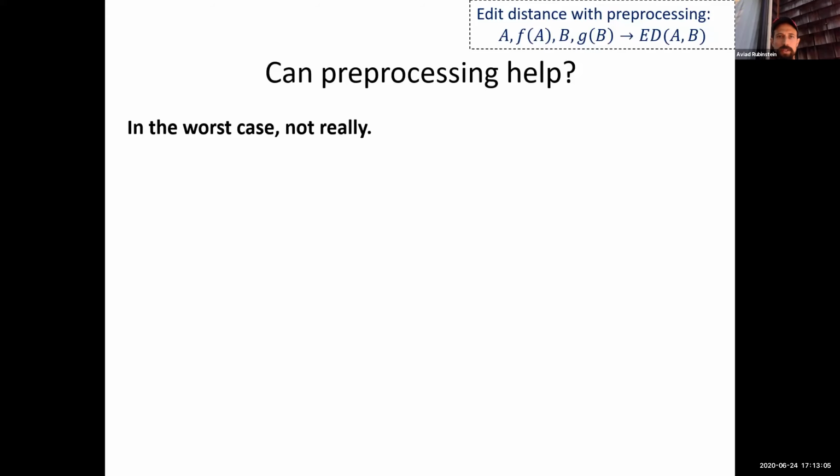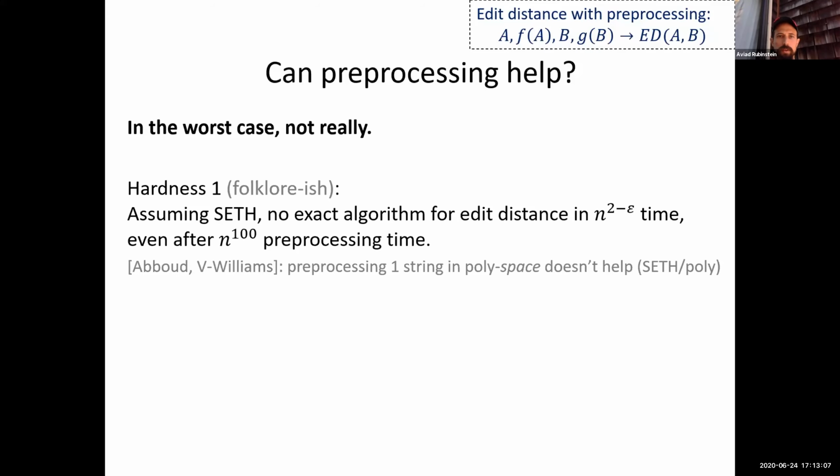In general, the answer is no. There is a folklore theorem that, assuming the strong exponential time hypothesis, you still need quadratic time, even if you had, say, n to the 100 pre-processing time.